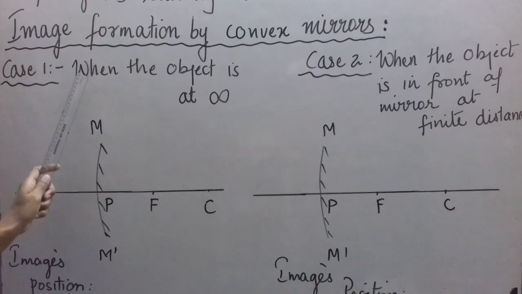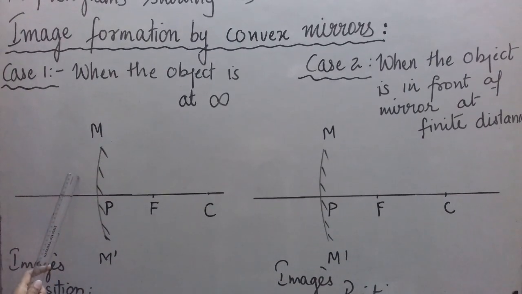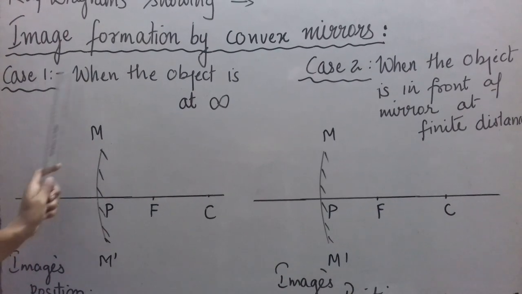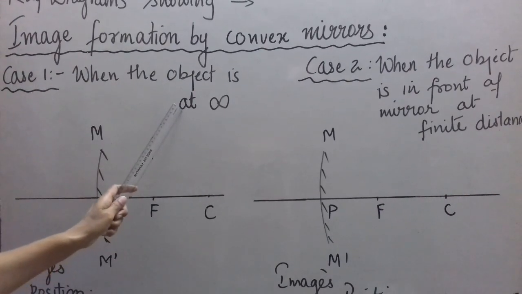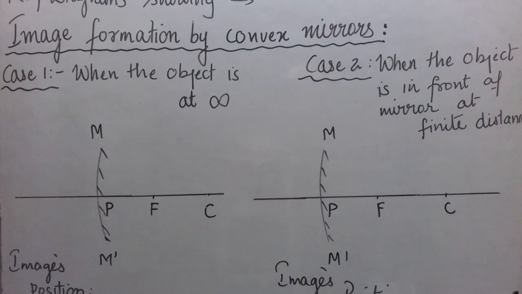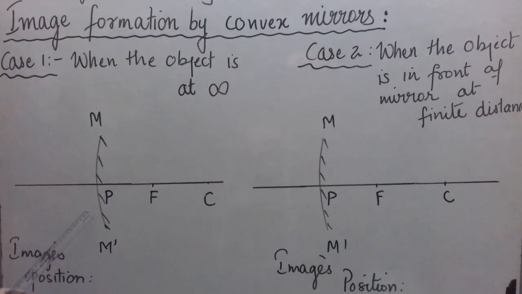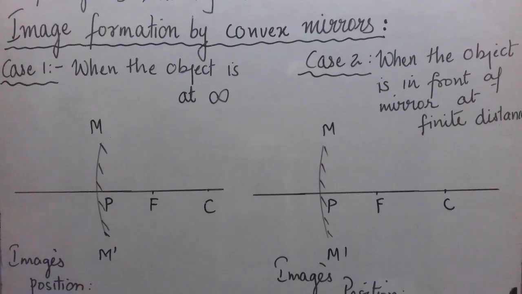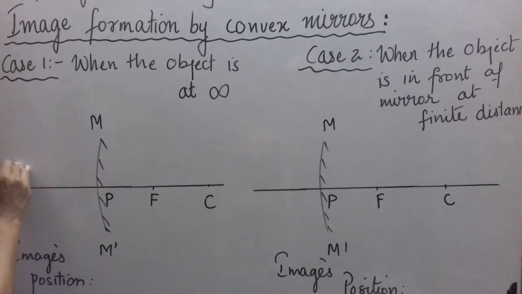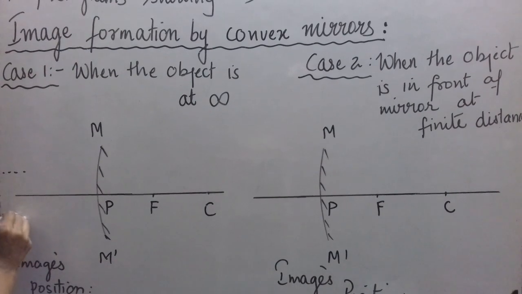Now let us consider this case. So here we have only two cases. Let us consider case 1, when the object is at infinity. If you remember, when the object is at infinity, the rays striking the mirror will be parallel to the principal axis. So in this case, if the object is at infinity, rays are coming.